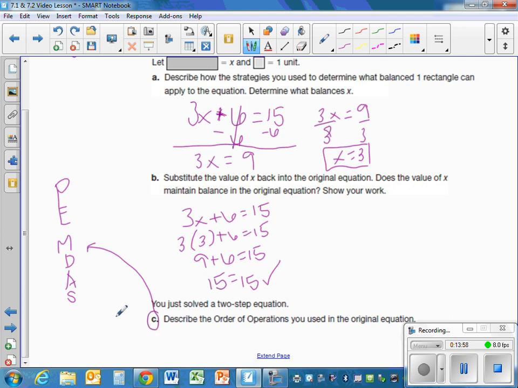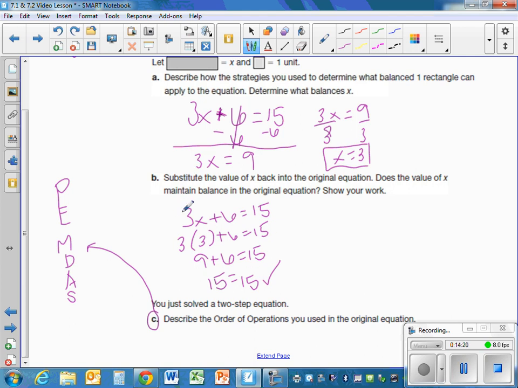And then part D in your book says compare the way you solve the equation to the order of operations in the original equation. So when we worked up here in the original equation, first we subtracted 6, and then we had to divide. So they're going in opposite orders.